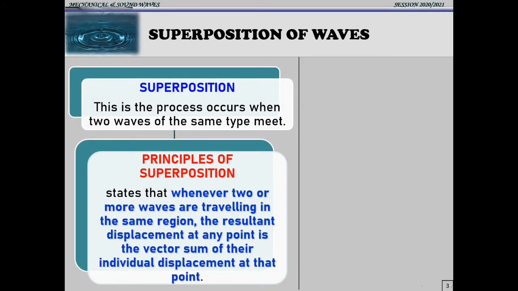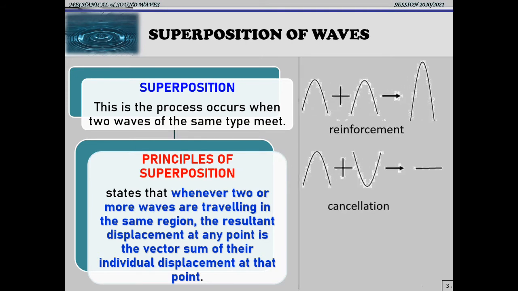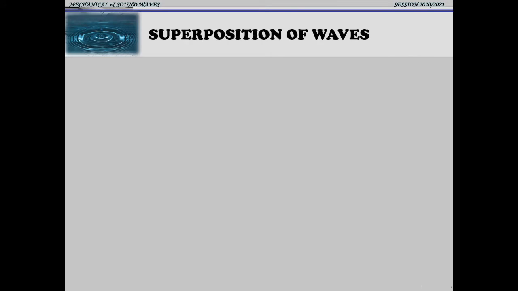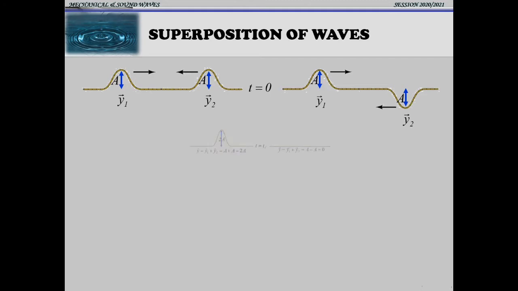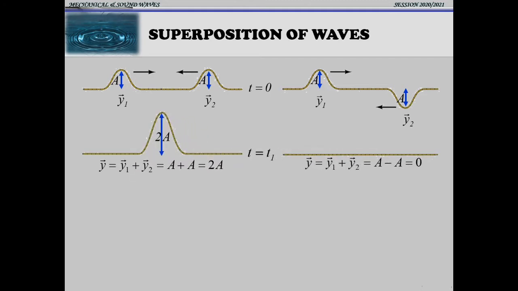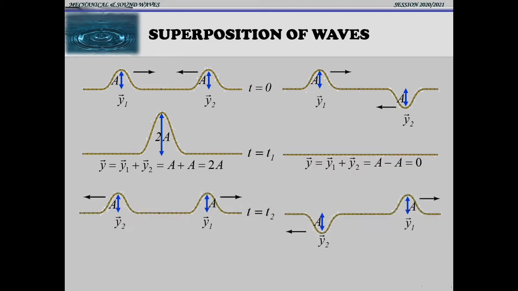Superposition is a process that occurs when two waves of the same type meet. The principle of superposition states that whenever two or more waves are traveling in the same region, the resultant displacement at any point is the vector sum of their individual displacements at that point. The diagram shows reinforcement and cancellation. The diagram shows superposition of waves when t equals 0, t equals t1, and t equals t2.